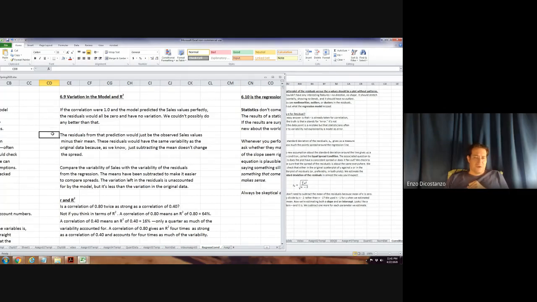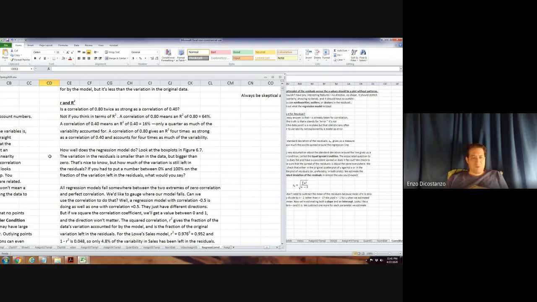The residual would be just the observed minus the mean. And again, we just said that in the previous section. They have the same variability as the original data. Subtracting the mean doesn't change the spread. Okay, compare the sales and the residuals from the regression. The means have been subtracted to make it easier to compare the spreads.